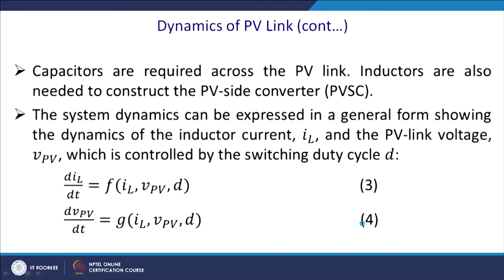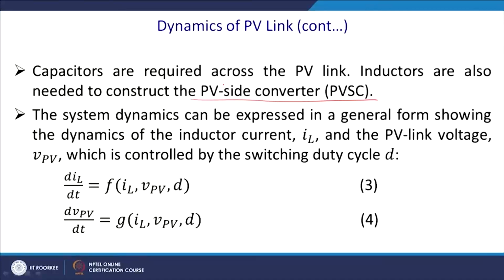Capacitors are required across the PV link. Inductors are also needed to construct the PV side of the converter. We require the capacitor because, depending on the kind of topology you are using, you either stop the voltage or current. If you are using a buck converter, essentially for the interval when the switch is off, you are stopping the current, and in the case of the boost topology, you are making the source short through an inductor.